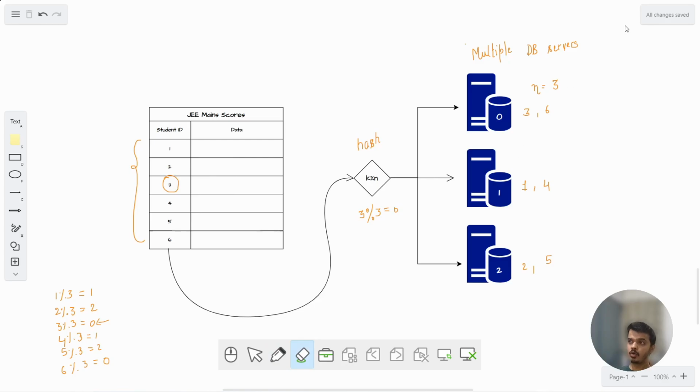Now there could be some problems associated with this kind of implementation. What would those problems be?